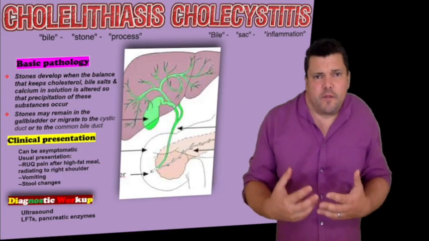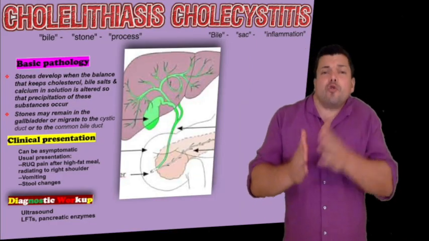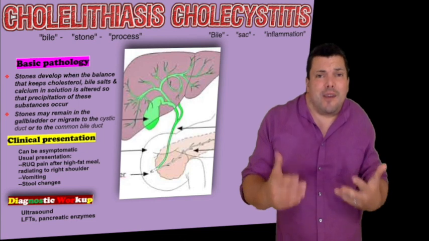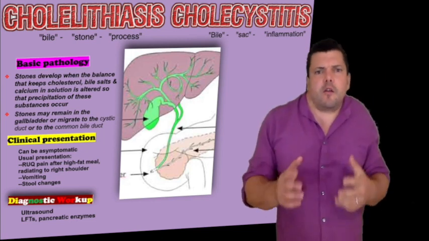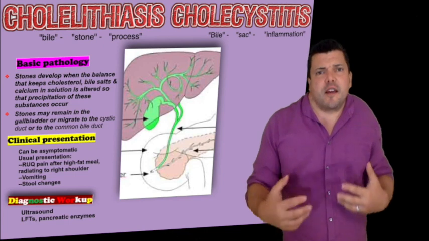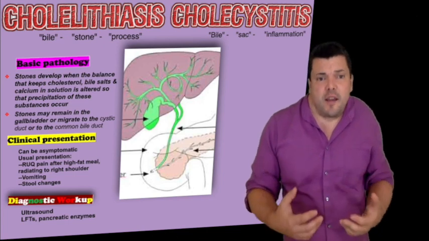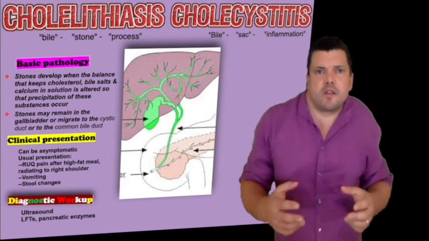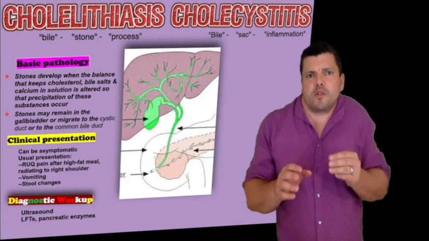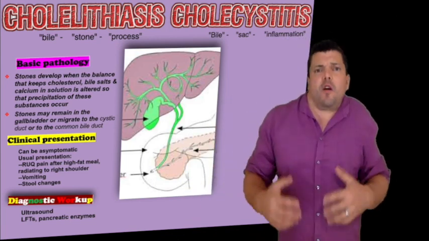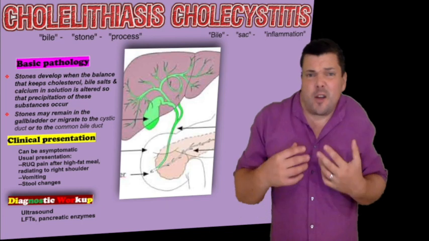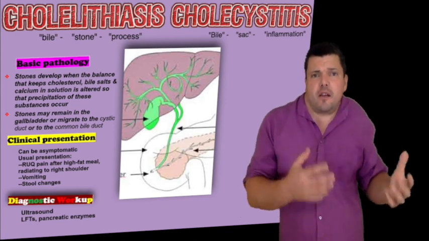This pain oftentimes gets really bad shortly after a meal, especially a high-fat meal. The clinical presentation itself oftentimes includes vomiting. There could be stool changes as well. This is something that I want you as a nurse to remember to ask patients that come in with a clinical picture that looks like it could be a gallbladder issue.